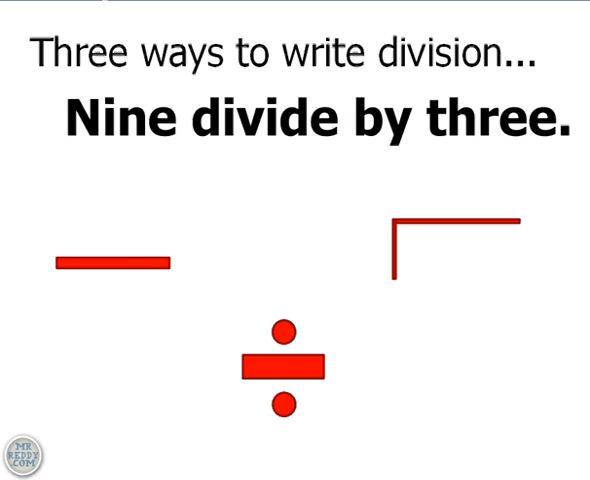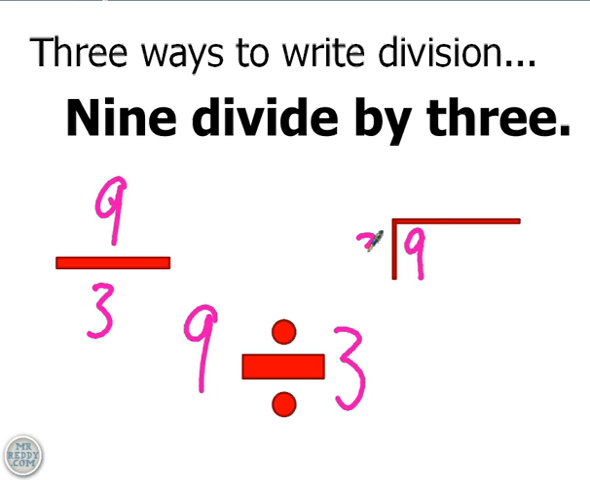And the last one, 9 divided by 3. They are the 3 ways that you can write division.